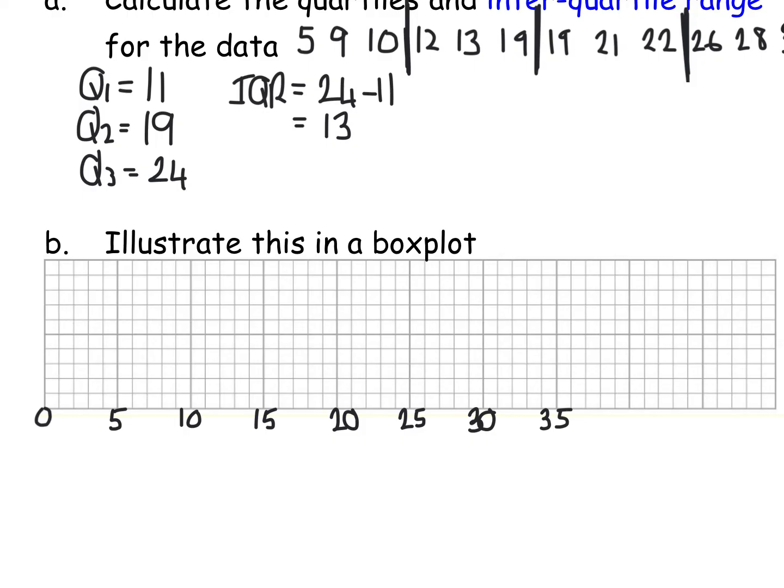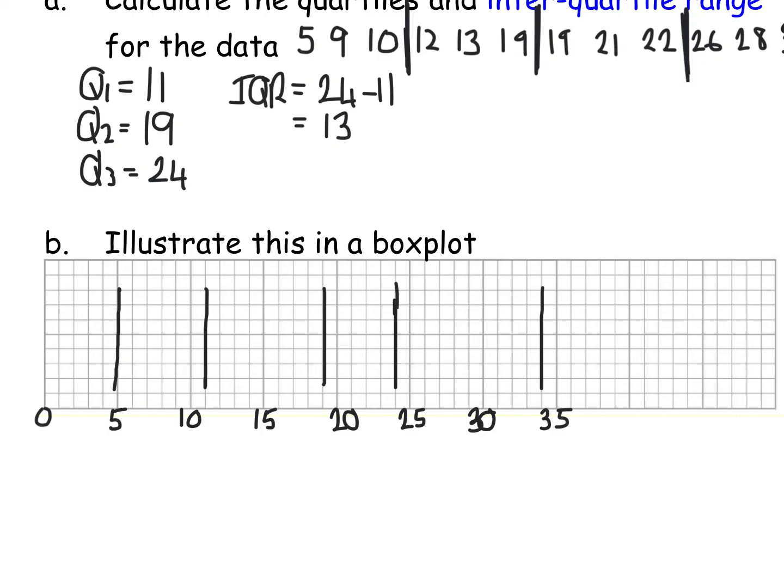Now, normally I should be using a ruler. I'm cheating here because I don't have a ruler. So I'm going to do a line there, which is my lowest. I'm going to put a line at 35, which is my highest. I'm going to put a line at Q1, which is 11. Now I'm making sure all my lines are the exact same height. I'm not going right down to the bottom of the axis. I'm going to put a line at 19. And I'm also going to put a line at 24.